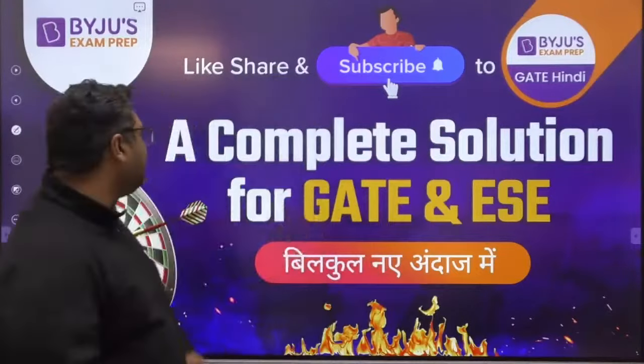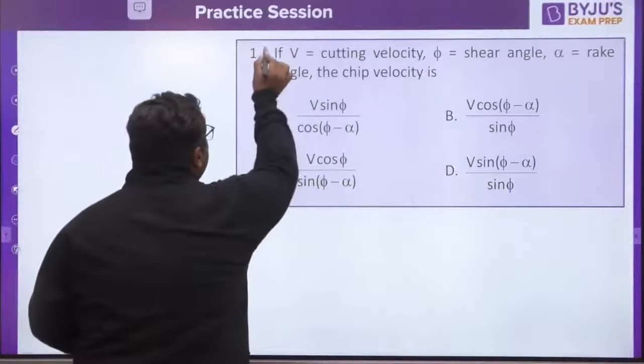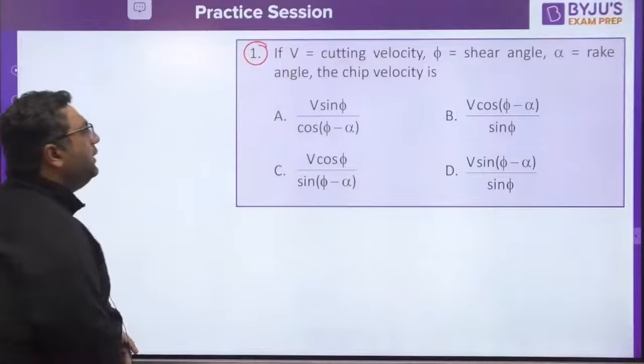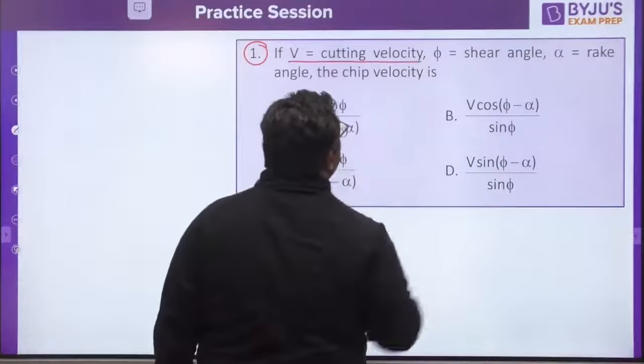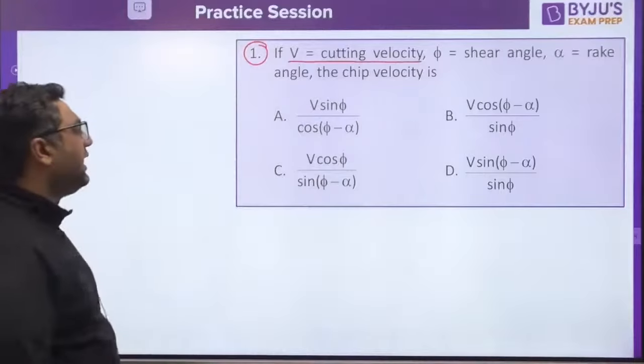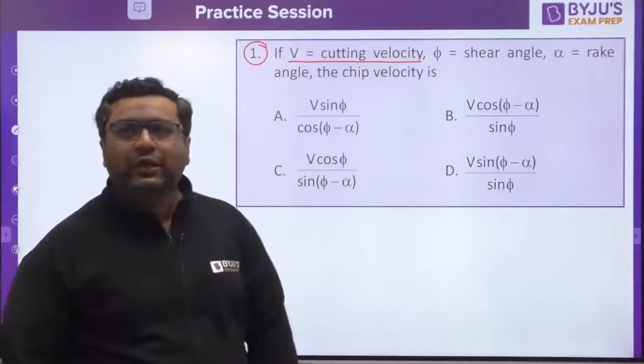So now we are starting the session. The very first question from the metal cutting part is in front of you. Here cutting velocity is mentioned as V, phi is the shear angle, alpha is the rake angle, and they are asking you the chip velocity. Yes, you need to answer this.